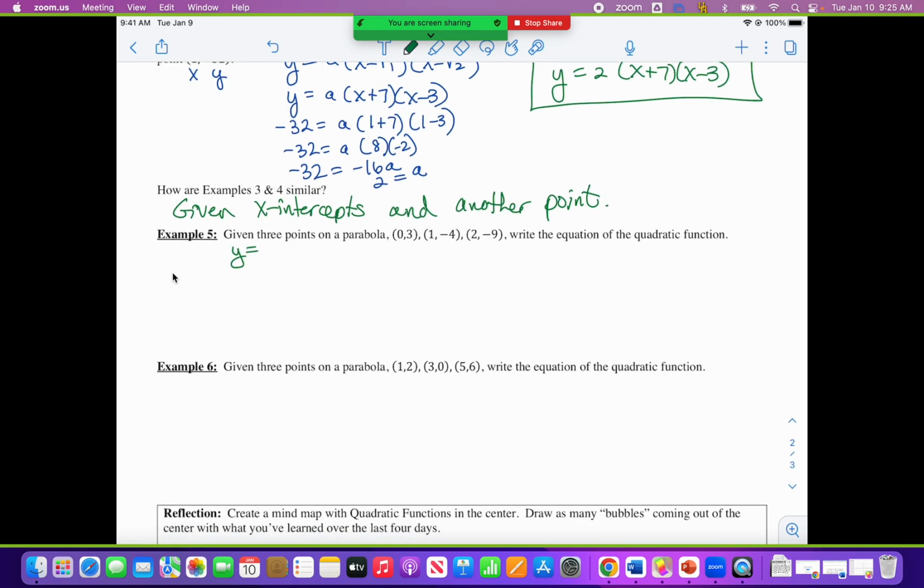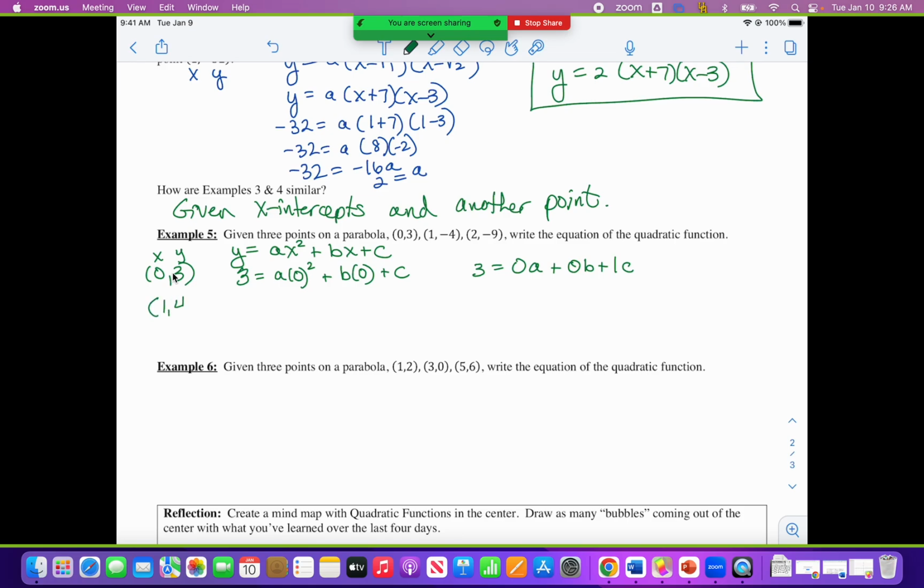So general form is y equals ax squared plus bx plus c. So watch what I'm going to do. I'm going to start with the point 0, 3. So I'm going to put 3 equals a times 0 squared plus b times 0 plus c. So to the right, I'm going to write 0a plus 0b plus 1c. Just stay with me. It'll make sense in a little bit.